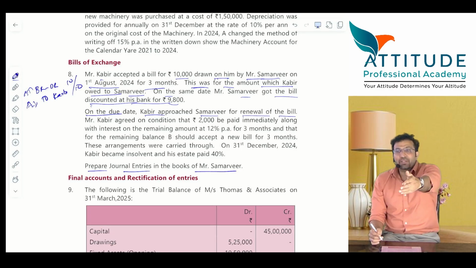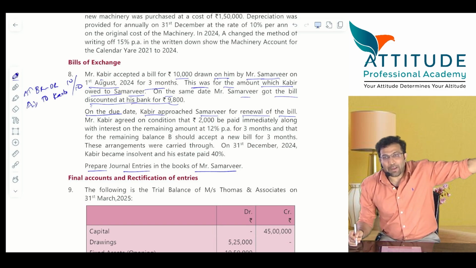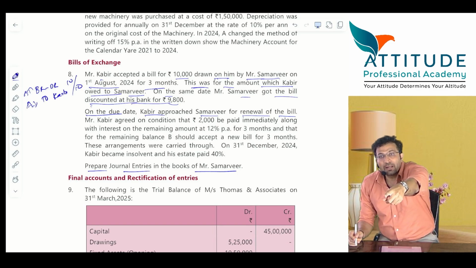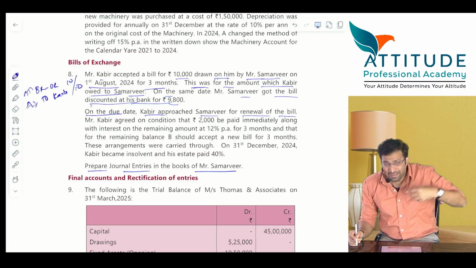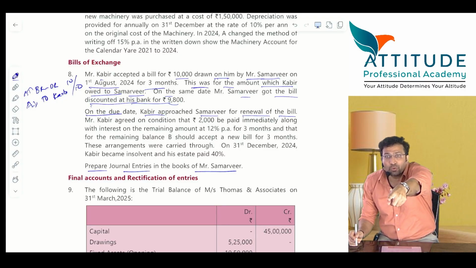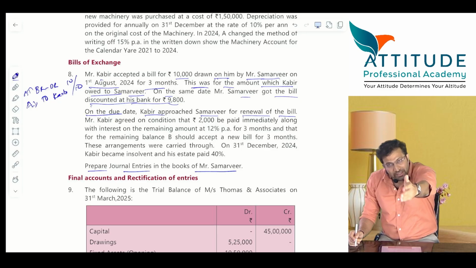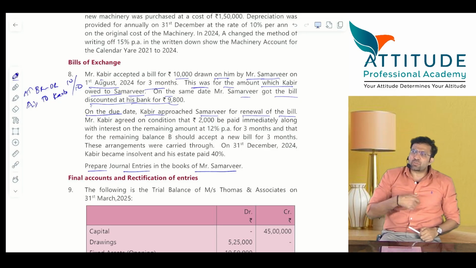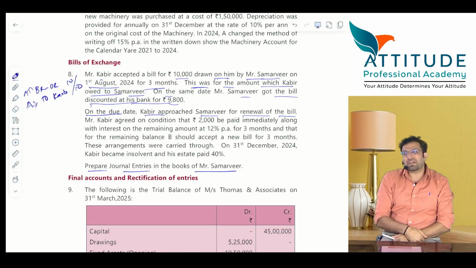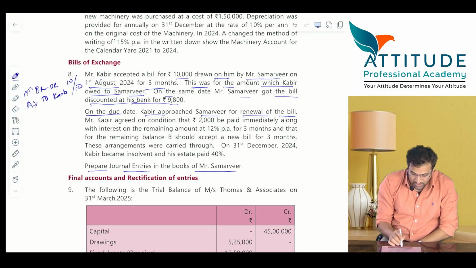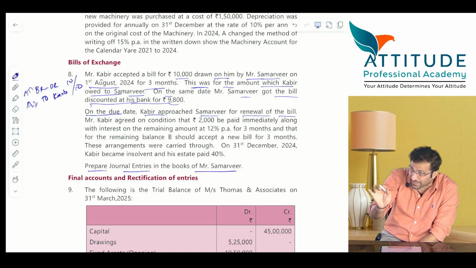अरे I am coming to you. You have already, अबे आपका बिल कहाँ गया? बैंक के पास गया. आपको तो पैसा मिल गया. But where am I coming? Am I going to the banker or am I coming near you? I am coming near you. Actually I should go to the banker and on the due date I should pay the money. But I am coming near you. And I am saying I want to renew the bill. I repeat, on the due date Kabir approached Samaravir, not the bank, for renewal of the bill.